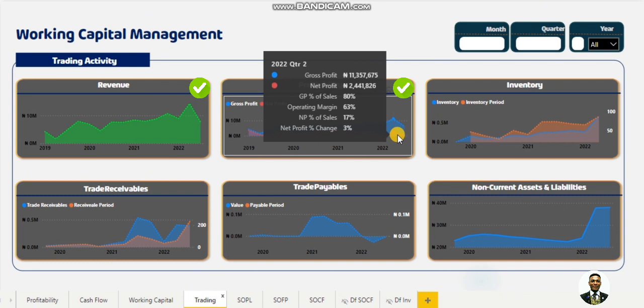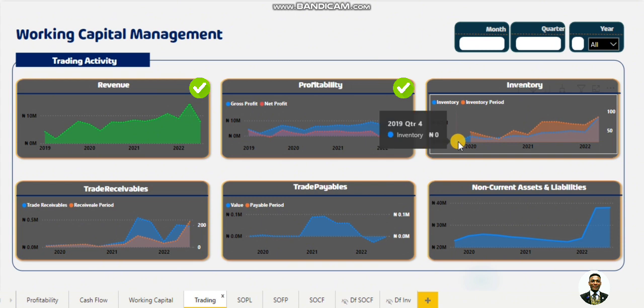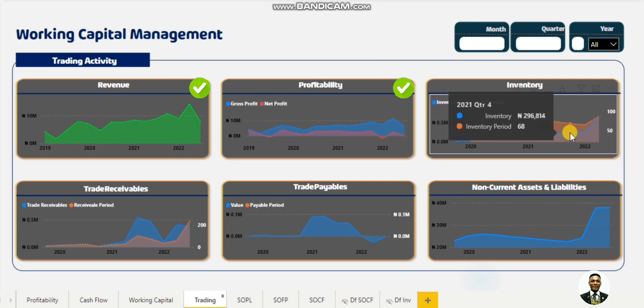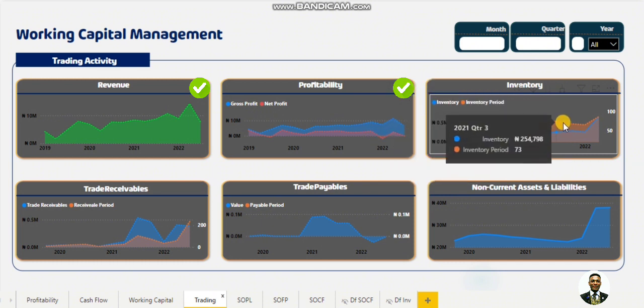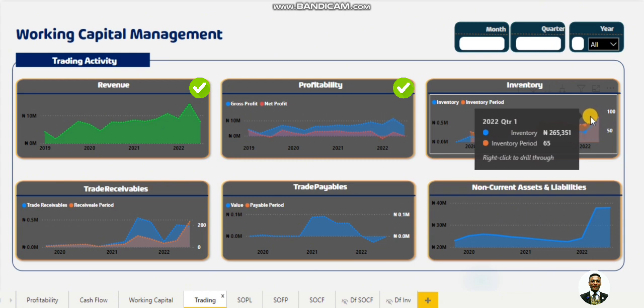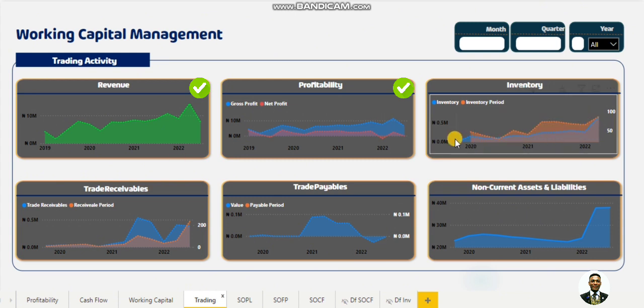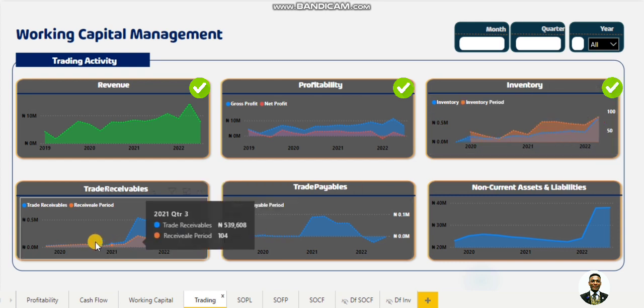Next, we look at the increased inventory turnover period and receivable period. In terms of the naira value, as shown by the blue color, we saw a steady increase over the years. How about the inventory period shown by the orange color? We also witness an increase over the years. In terms of inventory turnover, the business is showing the symptom of overtrading, increasing inventory in the store and also increasing the number of days. So we check that as a symptom of overtrading.